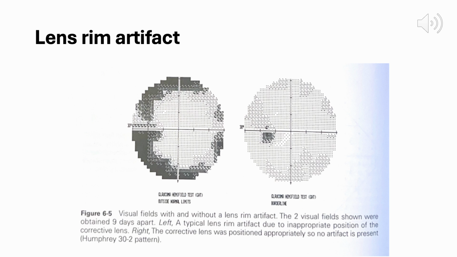On the left, we see a visual field that appears to show widespread peripheral loss, but this is actually due to incorrect lens positioning. The peripheral light was blocked by the edge or rim of the corrective lens, creating the appearance of diffuse field loss. 9 days later, the test was repeated, shown on the right. This time, the corrective lens was properly centered. The artifact resolved and the field appeared significantly improved, revealing the true visual sensitivity.